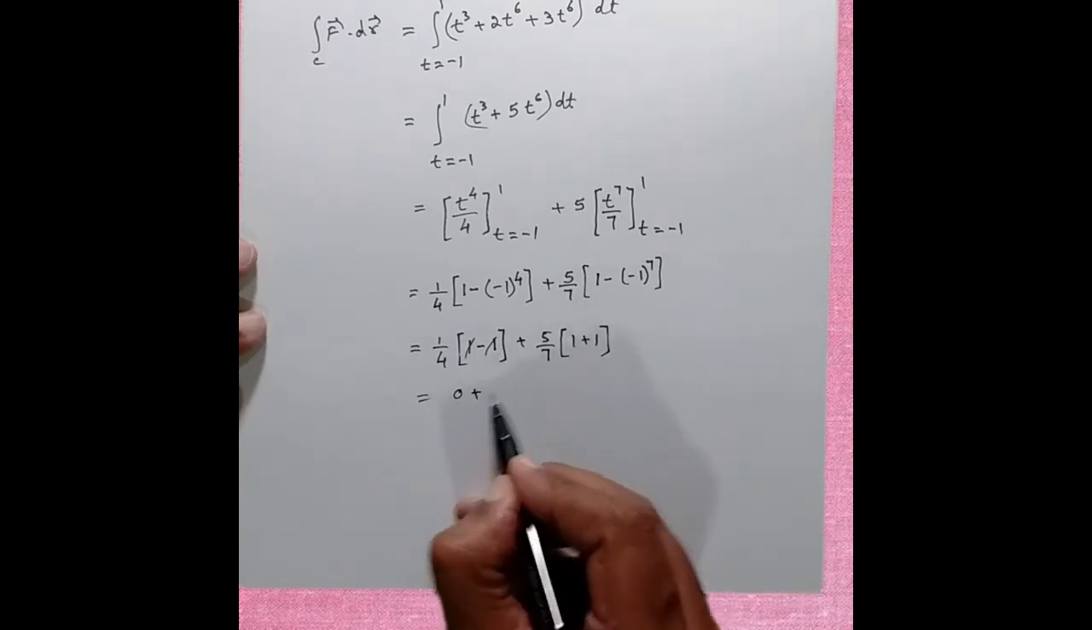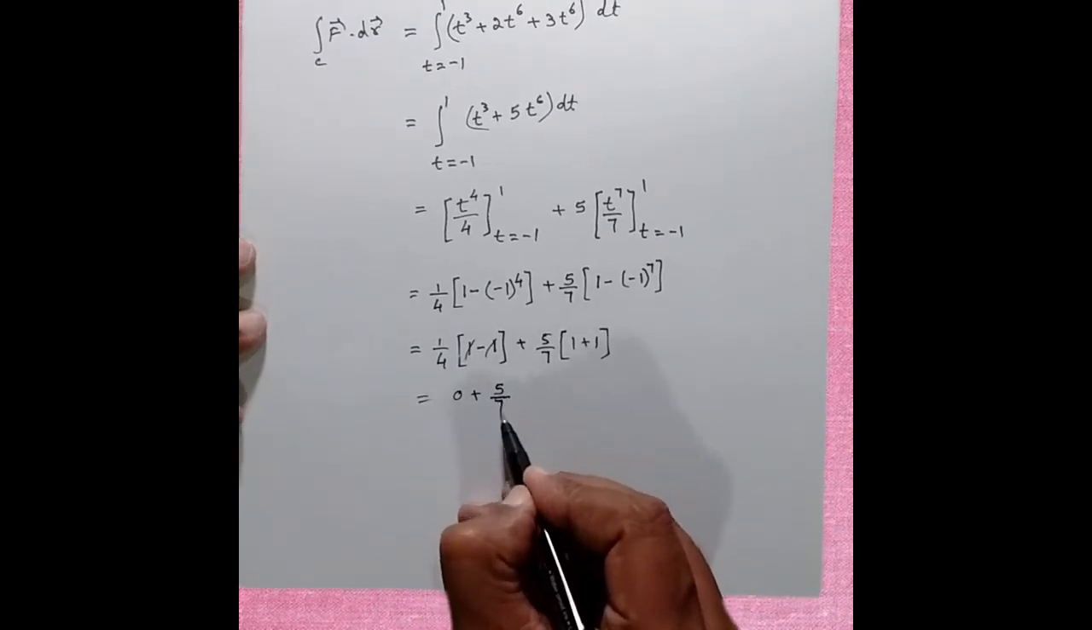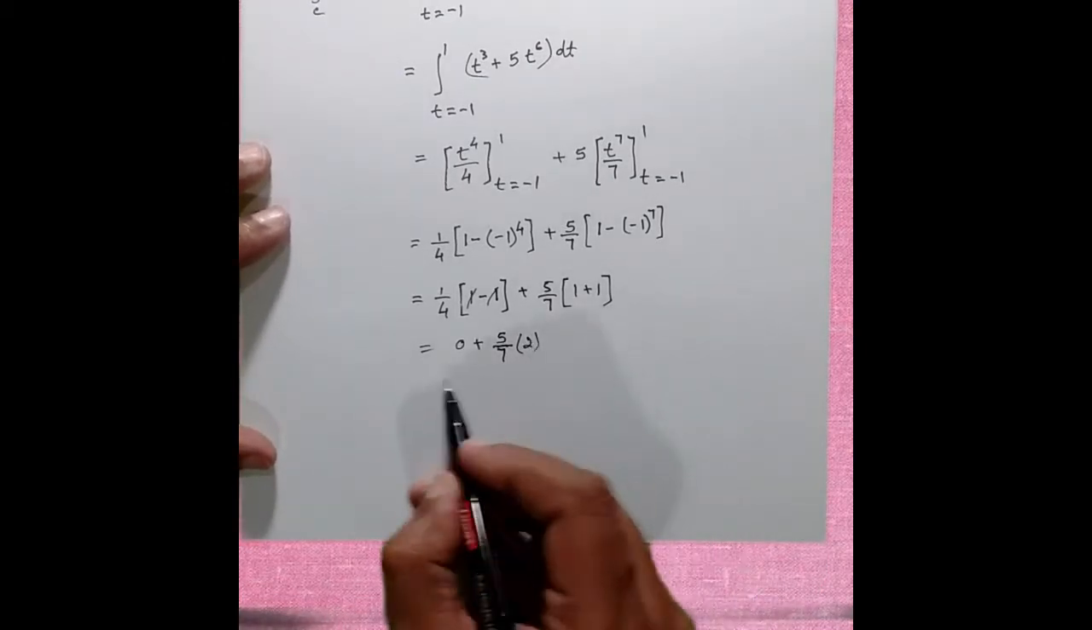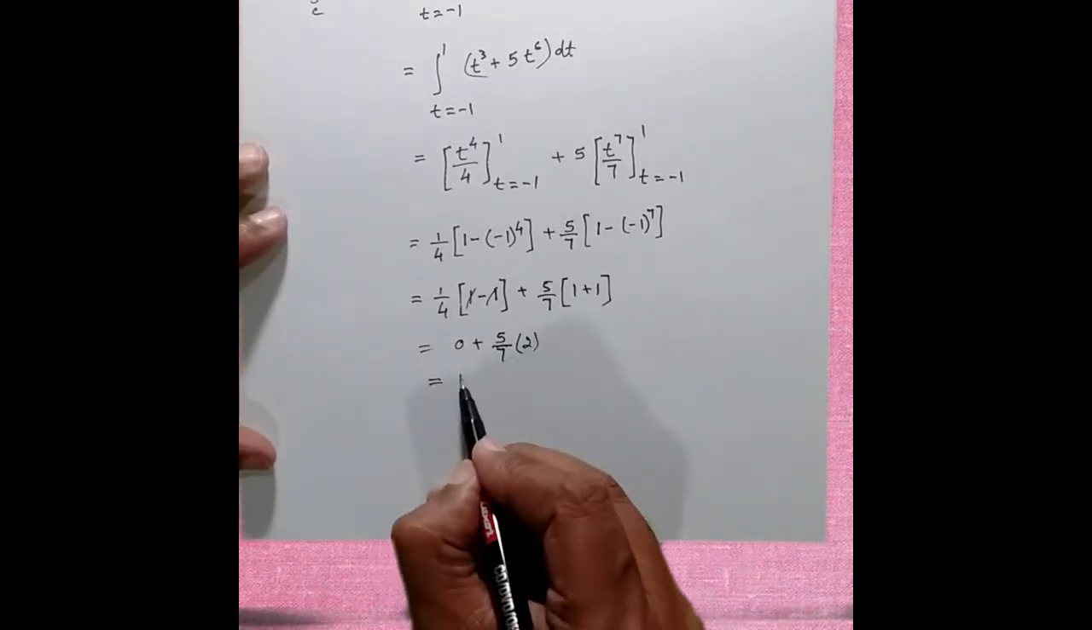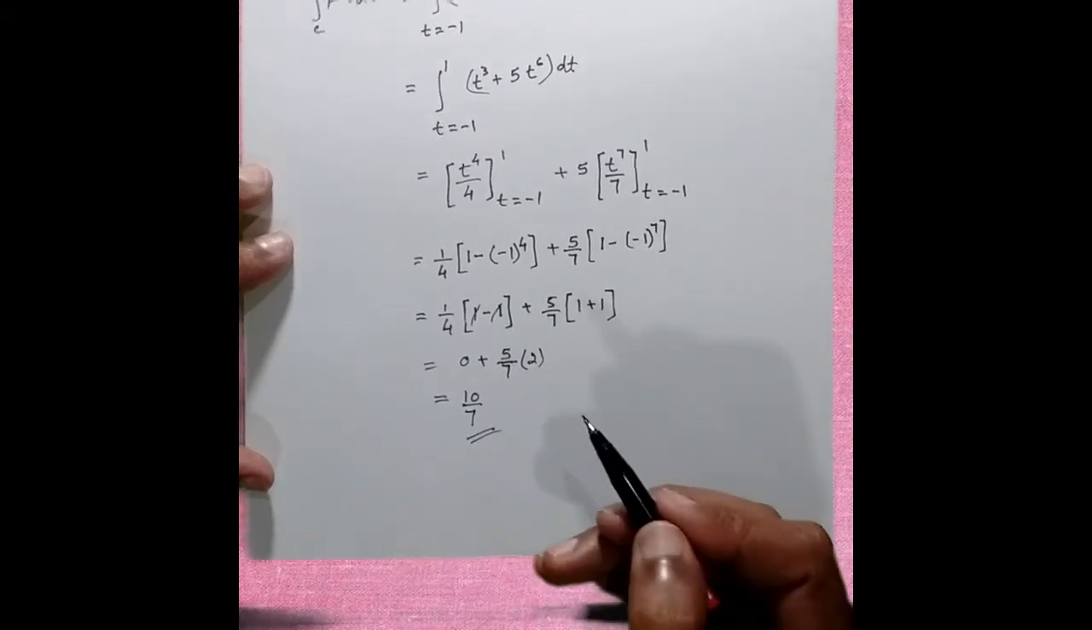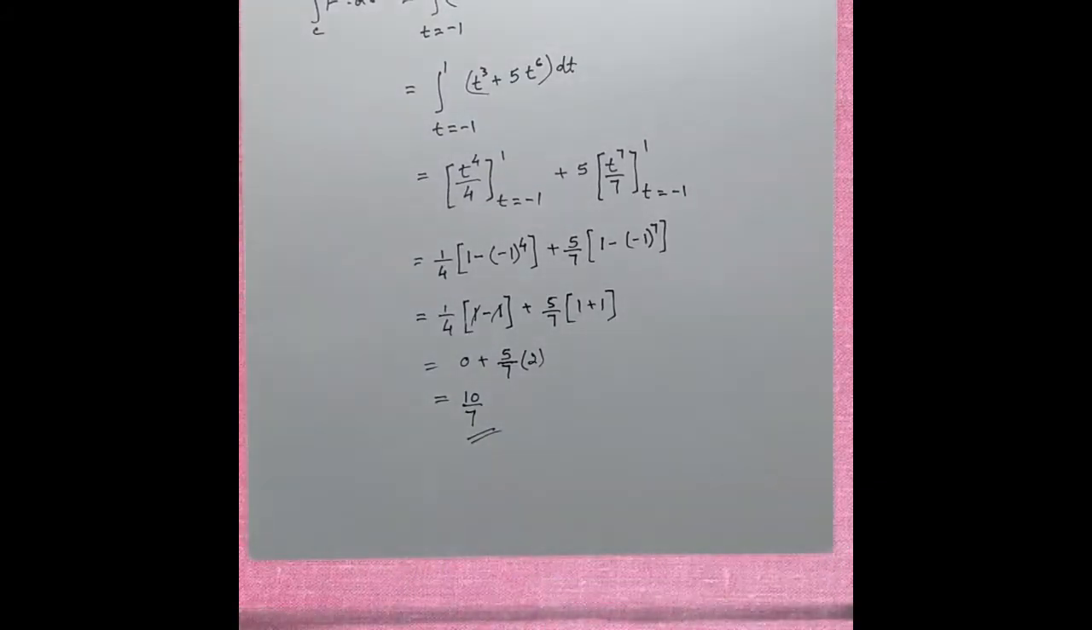The second term you have is 5 by 7 times. So 1 plus 1 will be 2. If you multiply 5 times 2, it's 10. So 10 by 7. That will be the required solution. Let us move on to the next question.